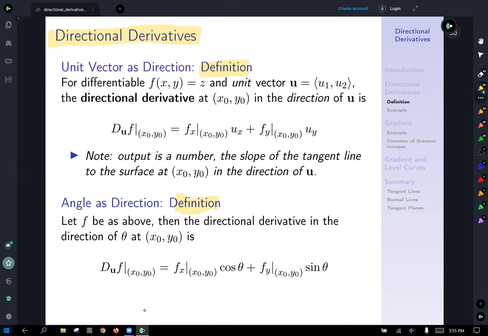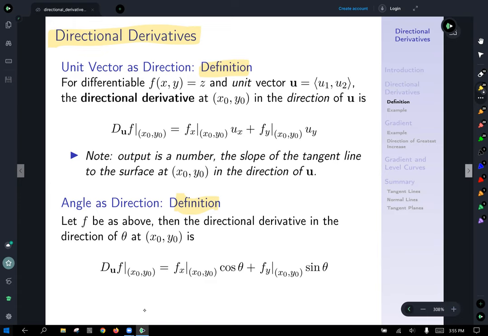So let f be as above. Then the directional derivative in the direction of angle theta at (x naught, y naught) is the same, only it's going to be cosine of theta times the partial of f with respect to x evaluated at our point, plus the partial of f with respect to y evaluated at our point times sine of theta.